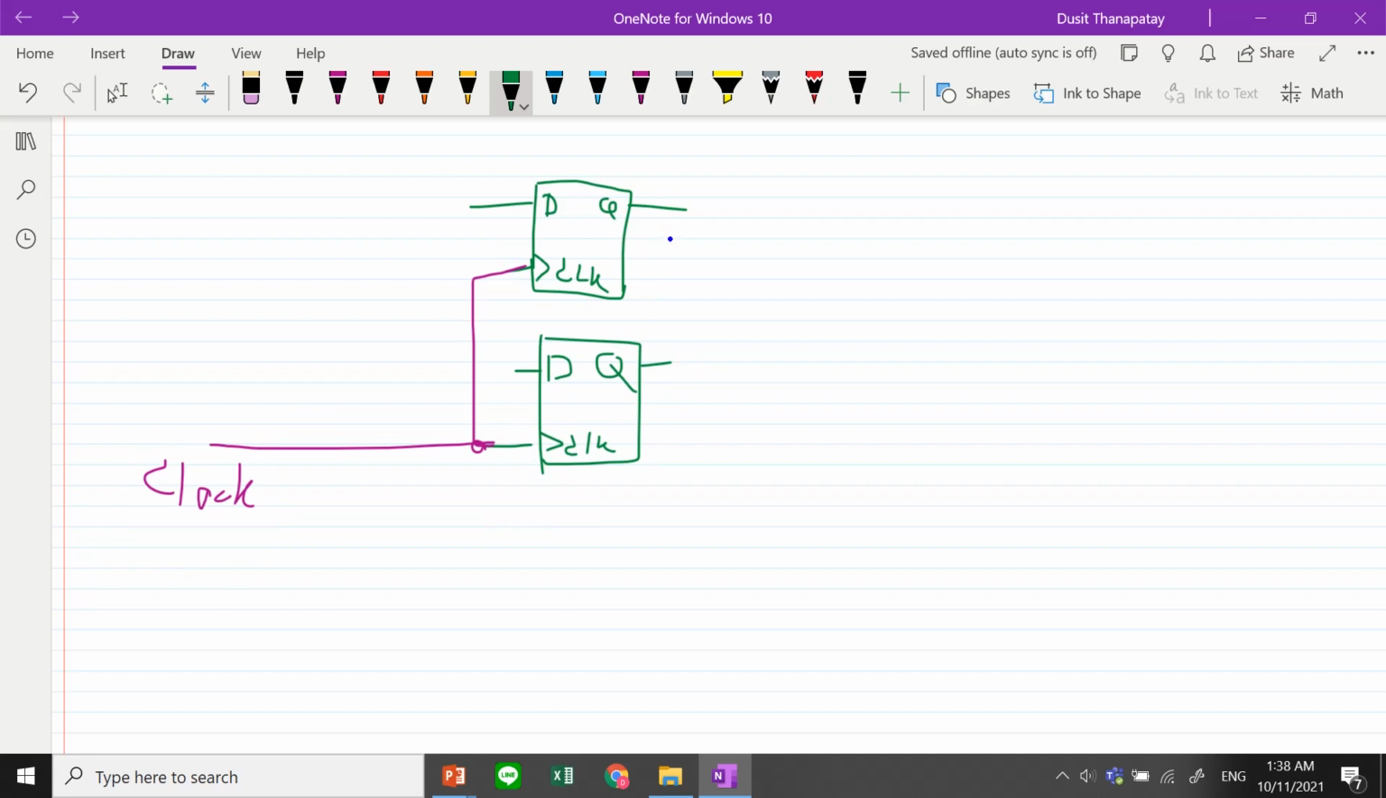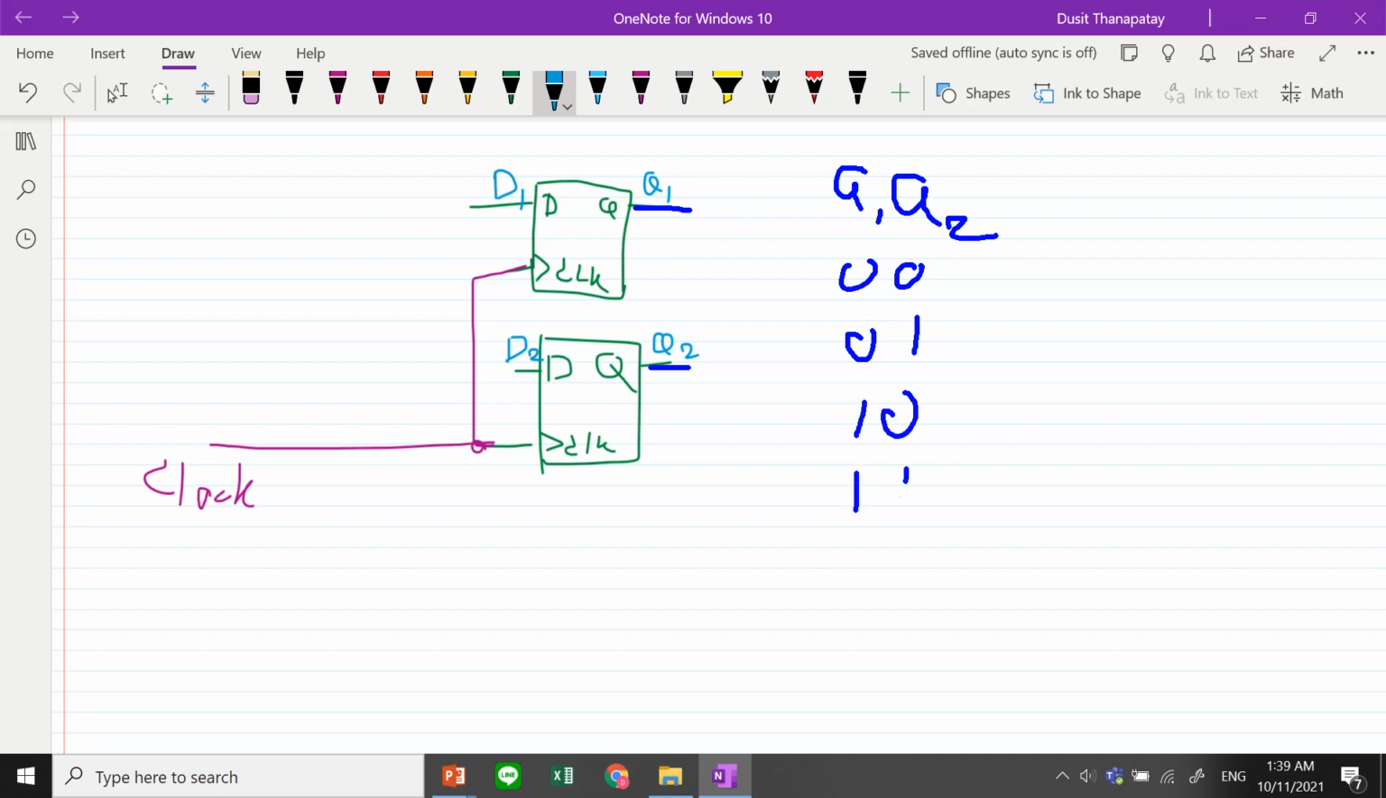Okay. Assume that this one is Q1, this one may be Q2, for example. Then this one may be D1 and this one D2. Because there are two flip-flops used in the circuit, so 2 bits. That means Q1, Q2 may be 0, 0, 0, 1, 1, 0 and 1, 1. Right?